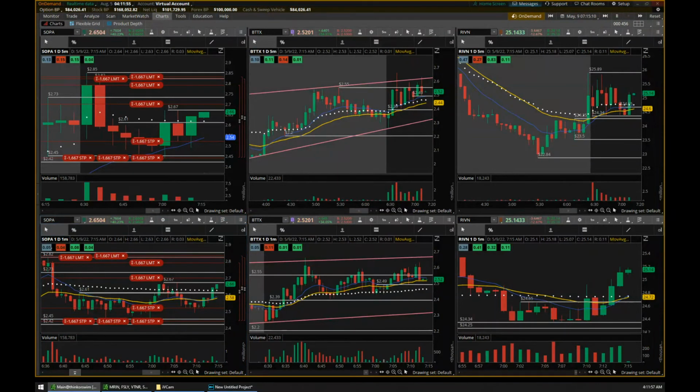I think I'm going to move this order up because I feel like the potential now for this thing to break out is there. It's looking really good.